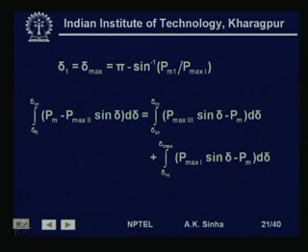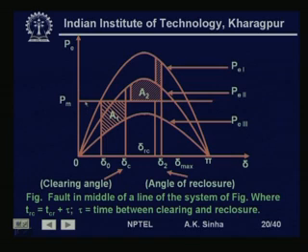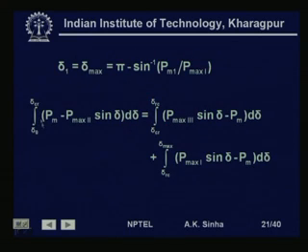So, if we look at the accelerating area, it is the integral from delta 0 to delta clearing of (Pm minus Pmax2 sin delta) d delta, that is, Pm minus Pmax2 sin delta, this area from delta 0 to delta C, this delta clearing, is what we get.